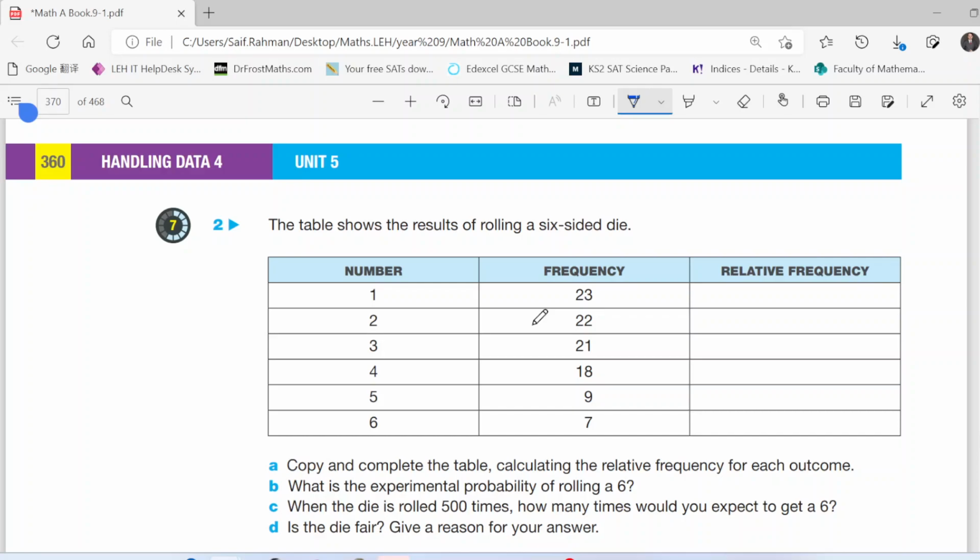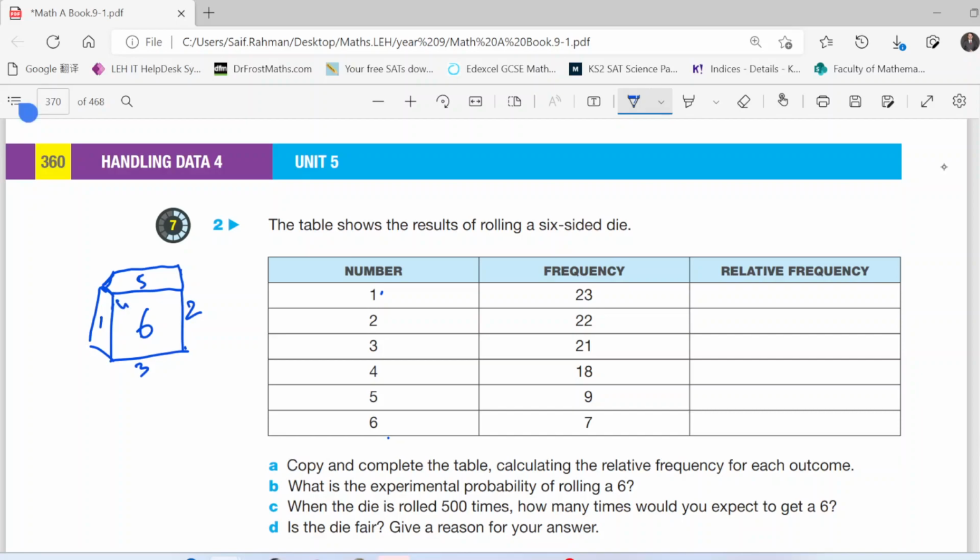And the next question is that the table shows the results of rolling a six-sided die. So here is a die which has six sides, and the numbers are written from 1 to 6. For example, if you imagine there is a die here, and the die has this kind of shape. Probably my drawing is not very good, but still we can imagine this one is 6, this one is 5, this one is 1, this other side is 2, below 5 is 3, and opposite 6 is 4.